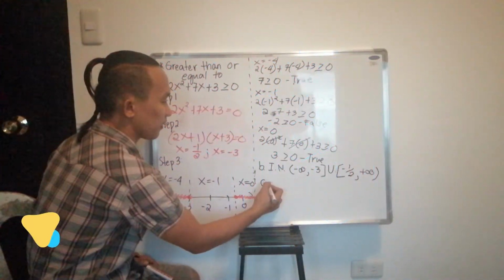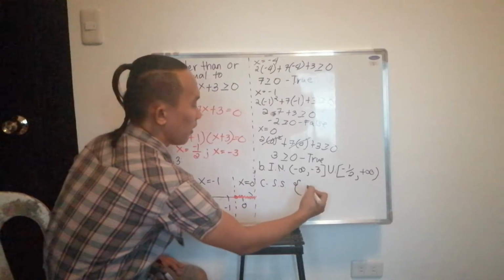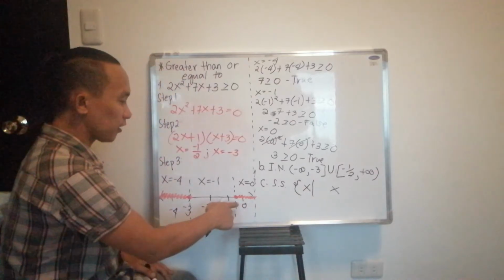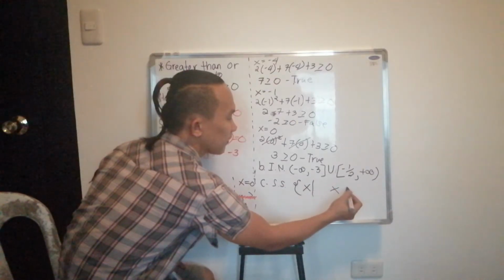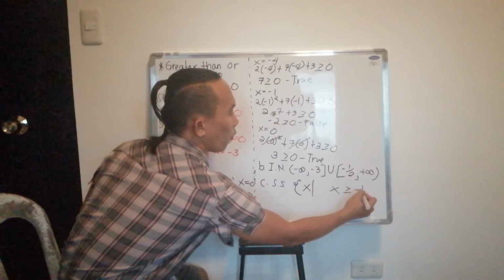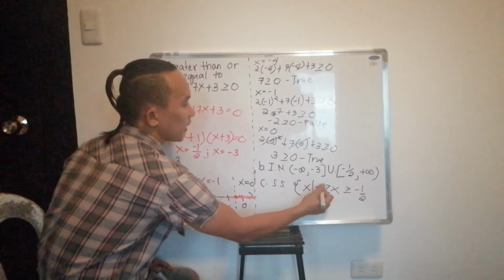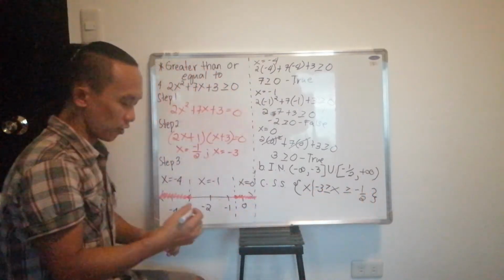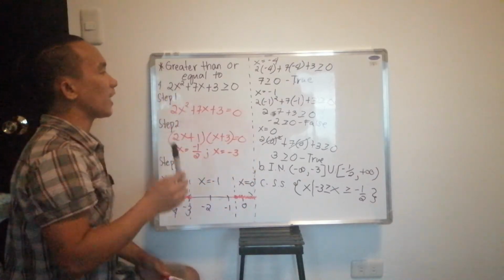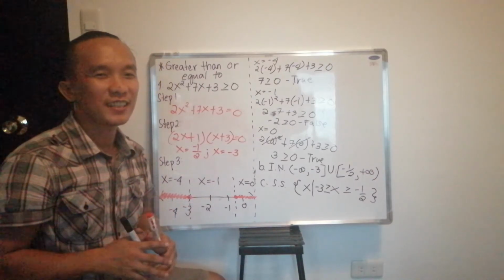For your solution set, you can have all x such that your x, so take note, your x must be greater than or equal to negative 1/2, or it should be less than or equal to negative 3. So that is now your solution set, interval notation, and your graph for 2x squared plus 7x plus 3 greater than or equal to 0.